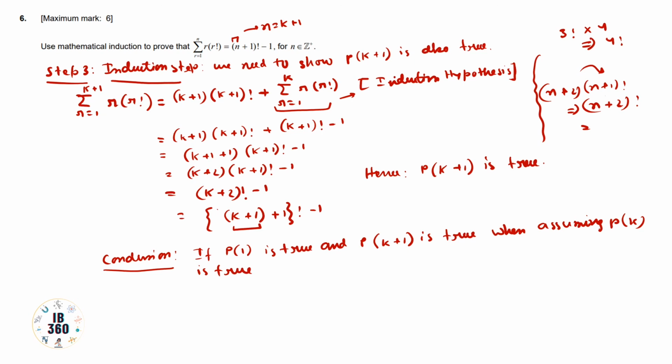Then P of n is true for all n belonging to Z plus. So in this way this problem is done. So the mathematical induction is proved. So it is proved.